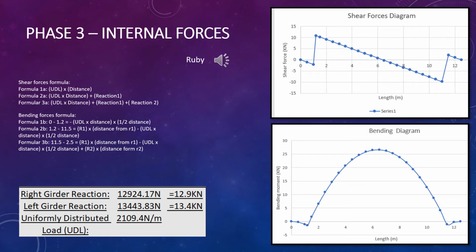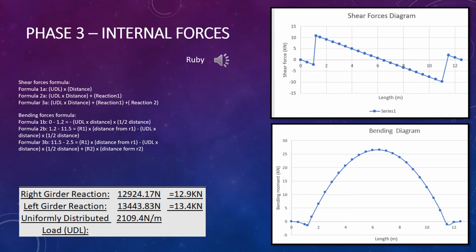the calculations, we could see that there were no shear stresses at the start of the beam, 1.2 meters, between 6 and 6.5 meters, 11.5 meters, or at the end of the beam. The minimum was minus 10.8 kilonewtons and the maximum was 10.9 kilonewtons for shear forces. The bending moments minimum was minus 1.5 kilonewtons and the maximum was 26.6 kilonewtons.